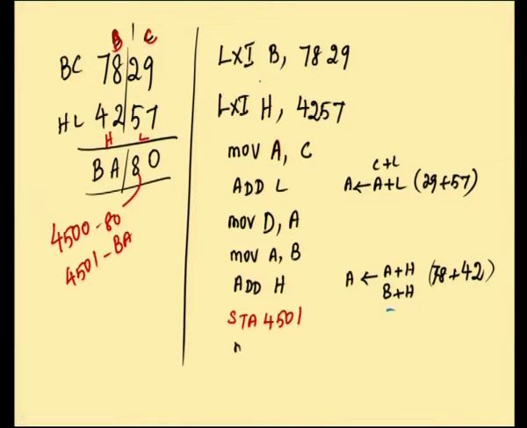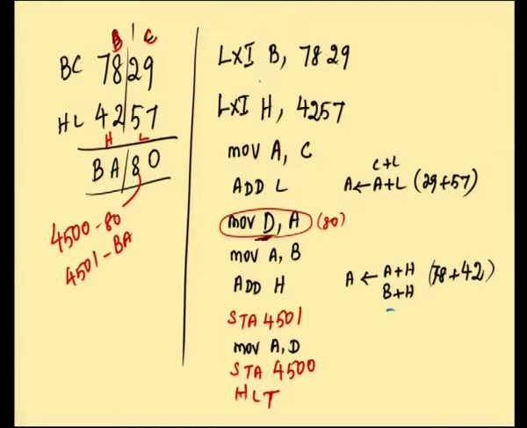Then the next data I could not store directly. So, I have to move the data to accumulator. This is a lower byte value, right. This is a lower byte resultant value, which is 80 in the D register. Now, I am moving D to accumulator, that should be loaded in 4500. So, I use STA 4500, then I stop the program.